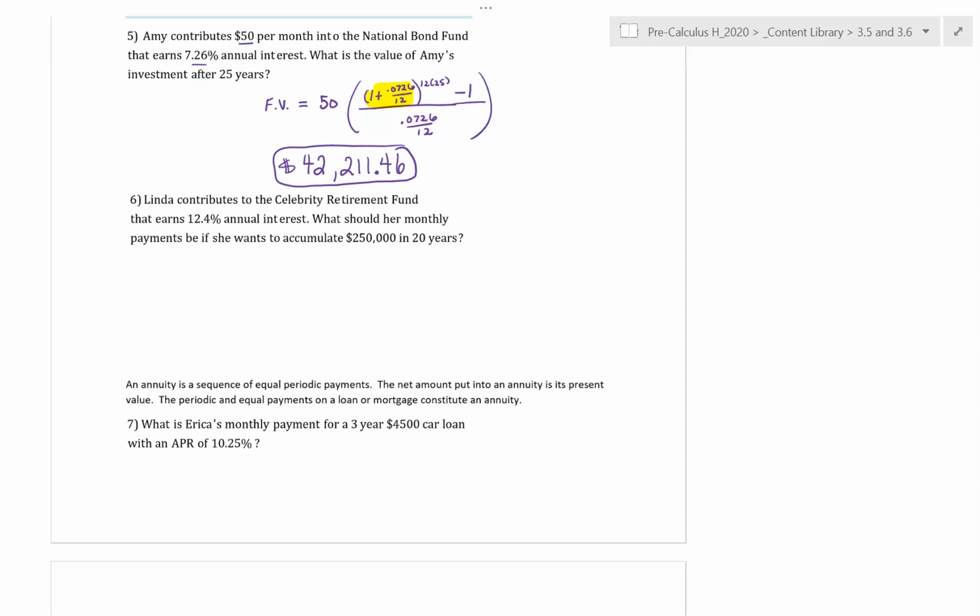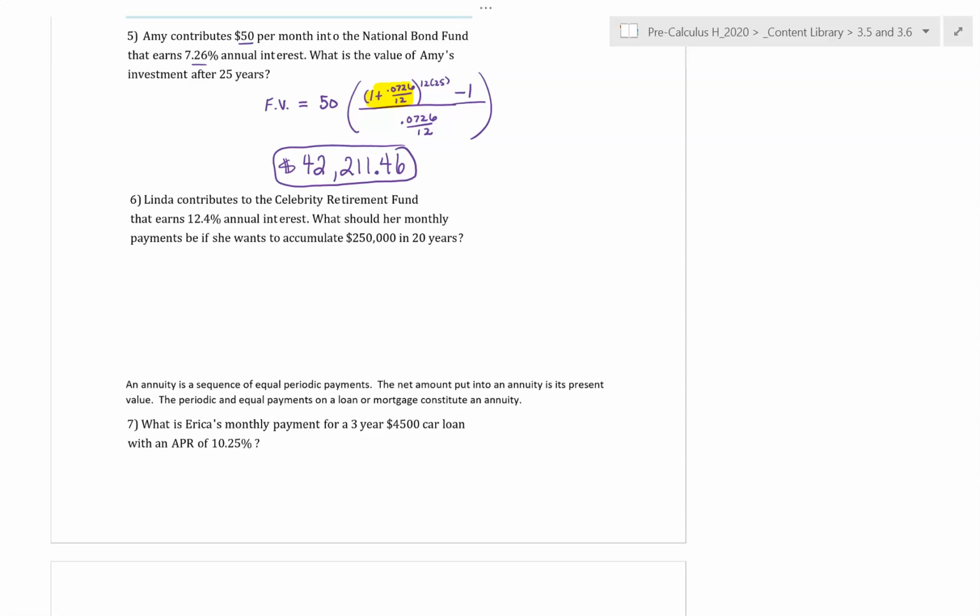Linda contributes to the Celebrity Retirement Fund that earns 12.4% annual interest. What should her monthly payments be if she wants to accumulate $250,000 in 20 years? So notice for this one that she wants to do a monthly payment, an equal periodic payment, and it's a savings. So that's a future value. She's saving money and she's contributing a certain amount each month. So it's not a lump sum. We're not using the compound interest. We're going to use the future value.